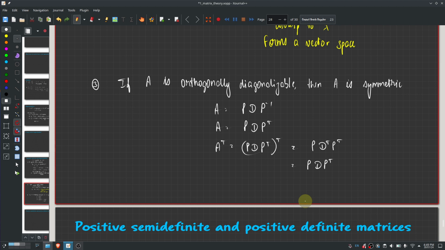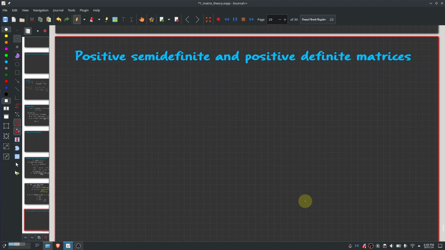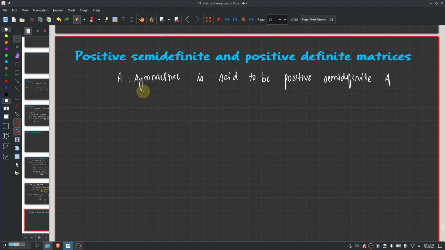Right. Any questions? A specific subclass of symmetric matrices is the set of all positive semi-definite matrices. So if I have a matrix A which is symmetric, we say that A is positive semi-definite if all the eigenvalues of A are greater than or equal to 0.